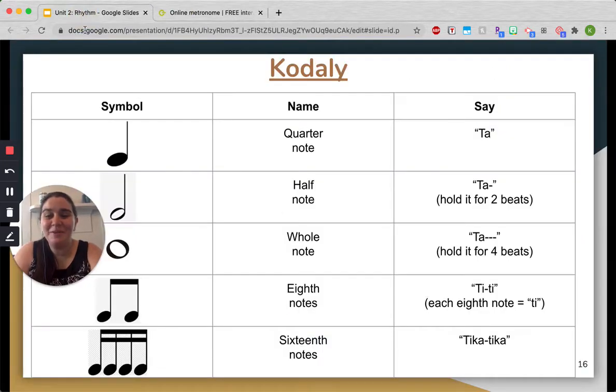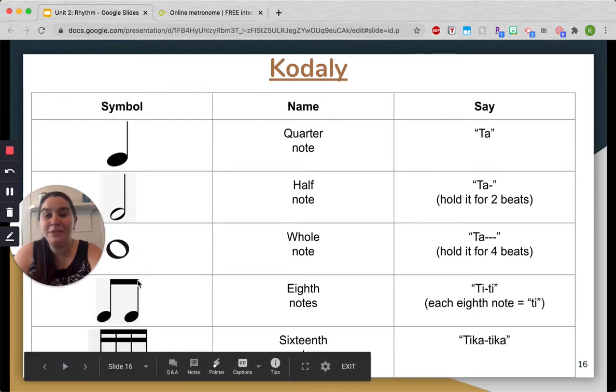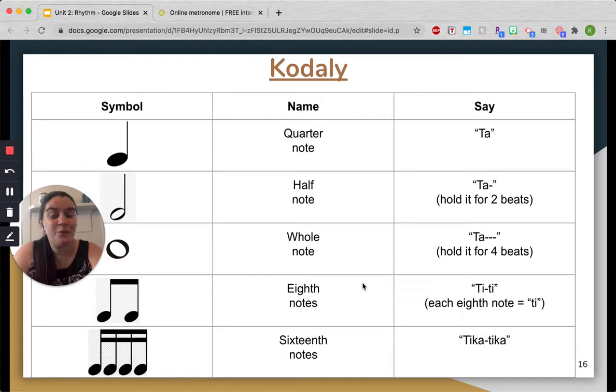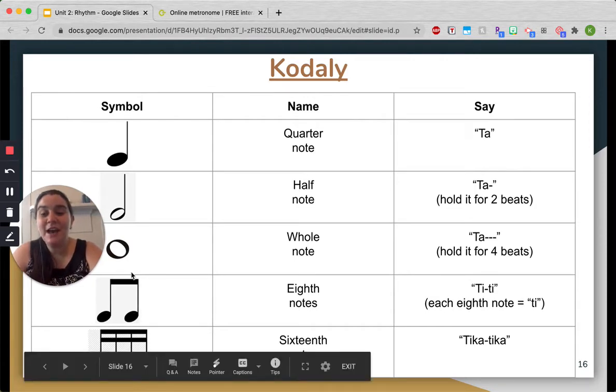Our next symbol is going to be our eighth notes. And you see here I have how many eighth notes? I have 2 eighth notes. And the hint is there are 2 note heads. So there are 2 eighth notes here. And they're beamed together. We're not going to say ta for eighth notes. We're going to say ti, ti. And I said ti, ti because I have 2 eighth notes. If I just had 1 eighth note, I would say ti. But because I have 2 eighth notes, it's ti, ti.